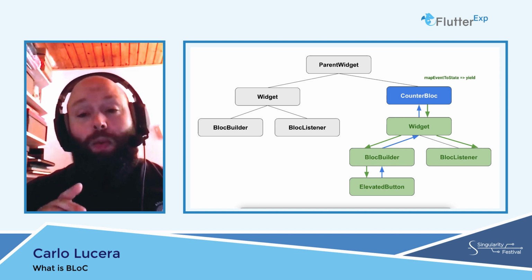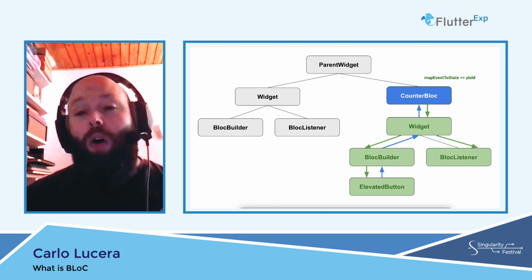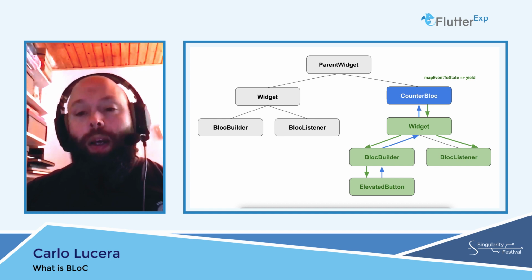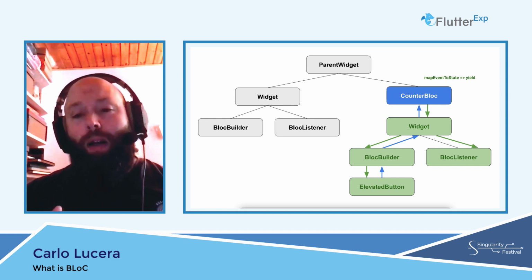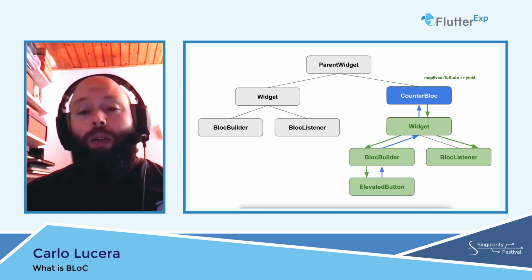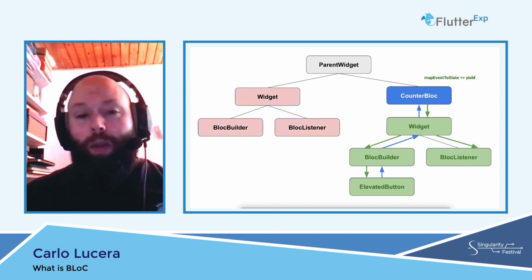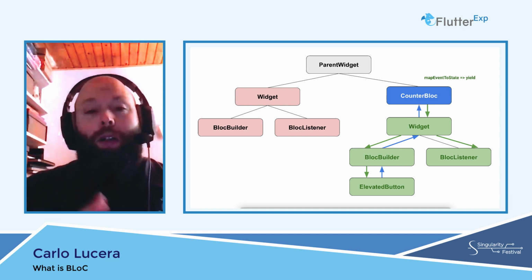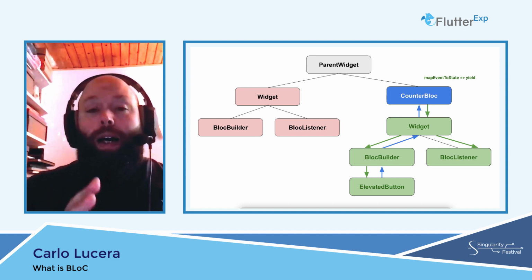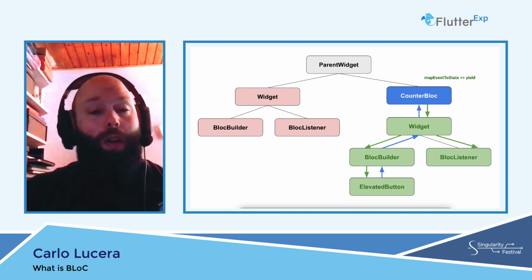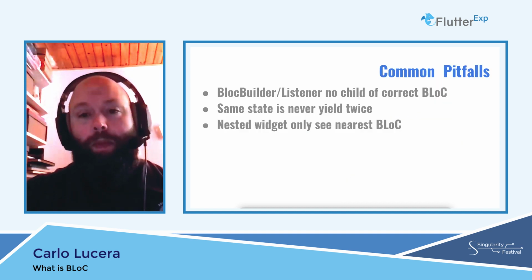So remember that when you send an event, the event always goes up the tree, up to the first instance of the block that we need. Then from the block, we go down into the tree to all the widgets that are under that block. As before, all the widgets that are not under the counter block in the tree will not be updated.